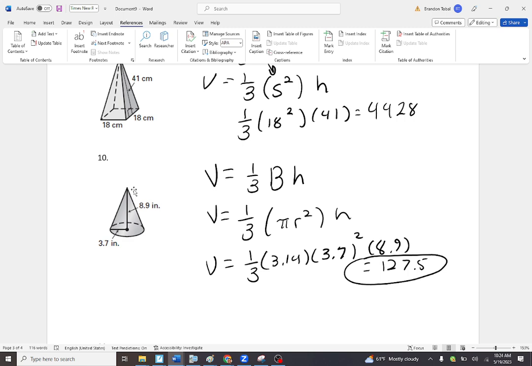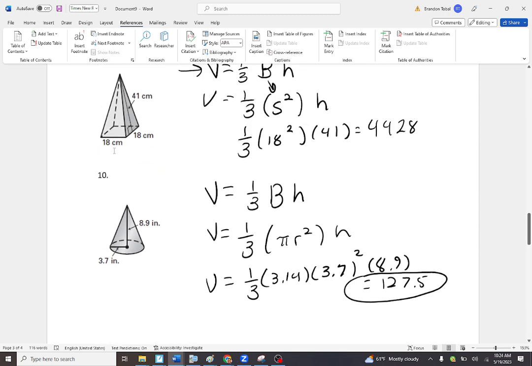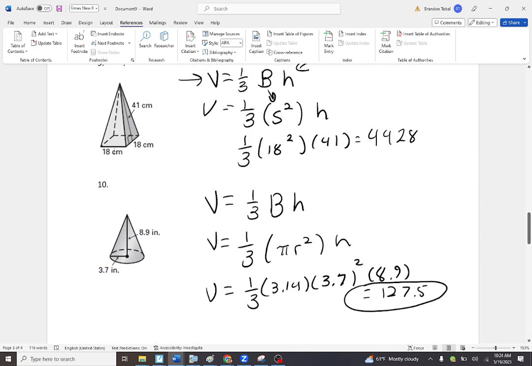How do I know, like in the first one, how do I know to use 18 not 41? You have to look at the bottom of the shape. The bottom of the shape here is 18s. So I always have to look at the bottom. The bottom should dictate what the B is going to be, or the base. So if we were using height, it would be 41. Yeah, and I did 41 over here.